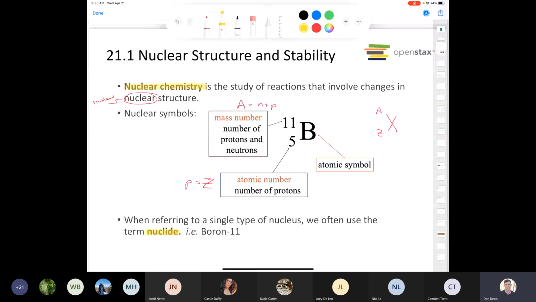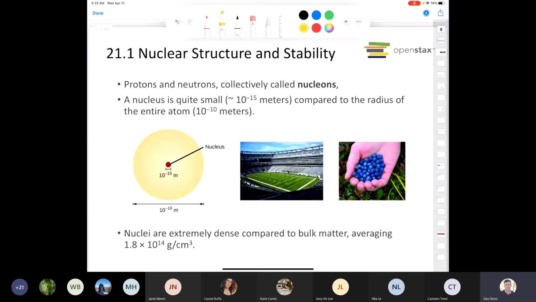Protons and neutrons that are found in the nucleus, we call these collectively nucleons. So when you hear me say the word nucleon, I just mean the collection of neutrons and protons, not electrons, just neutrons and protons. Going back to your General Chemistry 1 days, I know that in my 1401 class, I showed a picture of like the Houston Astrodome or something, and then it had a marble in the middle of it.